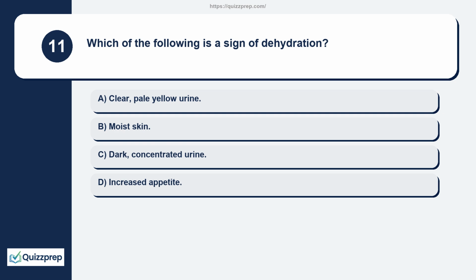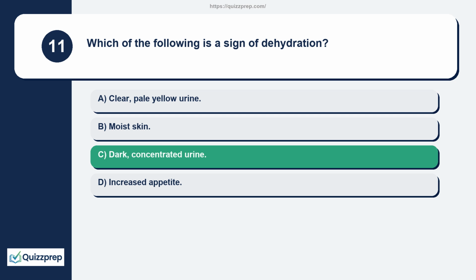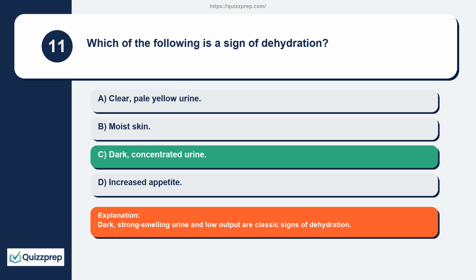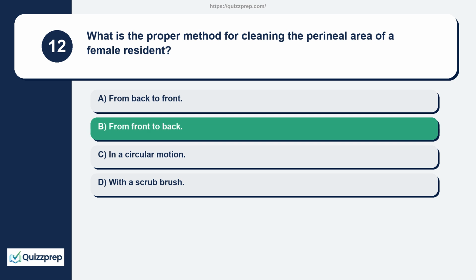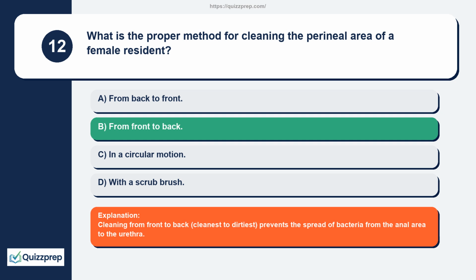Question 11. Which of the following is a sign of dehydration? Clear, pale yellow urine. Moist skin. Dark, concentrated urine. Increased appetite. Dark, strong-smelling urine and low output are classic signs of dehydration. Question 12. What is the proper method for cleaning the perineal area of a female resident? From back to front. From front to back. In a circular motion. With a scrub brush. Cleaning from front to back, cleanest to dirtiest, prevents the spread of bacteria from the anal area to the urethra.